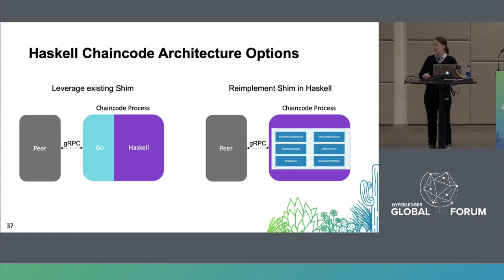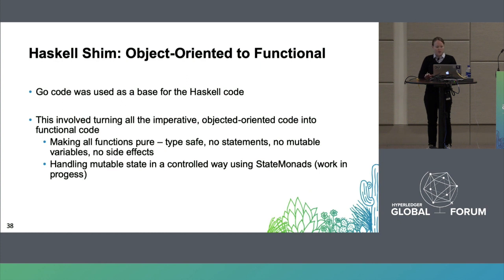And just as a reminder, in order to have the entire chaincode in Haskell, it meant that we needed to implement all of these shim components in Haskell as well. So the approach that we took to do this was to use the Go code as a base to port across into Haskell. But Go and Haskell use two very different programming paradigms. So we had to change the imperative object-oriented Go code into pure and functional equivalents in Haskell.